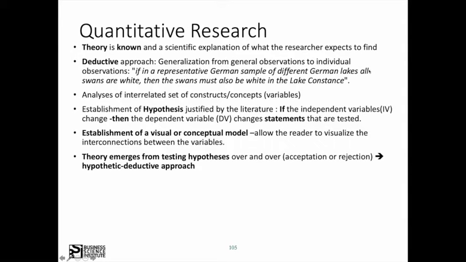On the other hand, quantitative research is used when theory is known, if you want to generalize your observations. For example, if in a representative German sample, so representativity is important, of different German lakes, all swans are white, then the swans must also be white in Lake Constance. For example, if you find in your study about brain-implanted chips that privacy concerns are very important in Germany, you should find the results also in Munich or Cologne or Hamburg. Independent of whether it's northern Germany or southern Germany, the results should be the same.